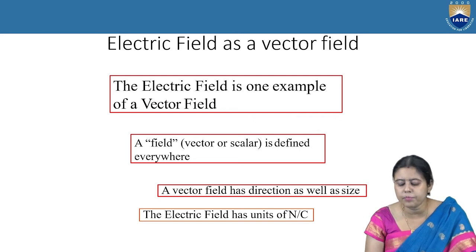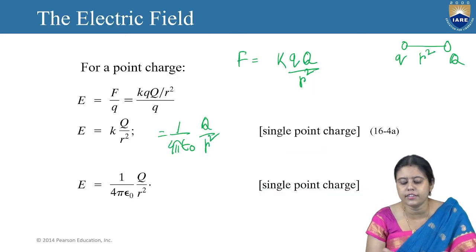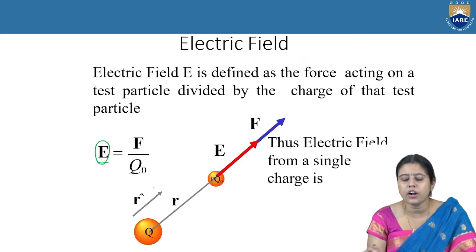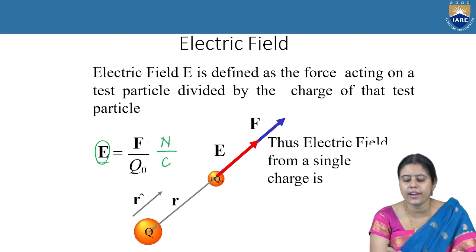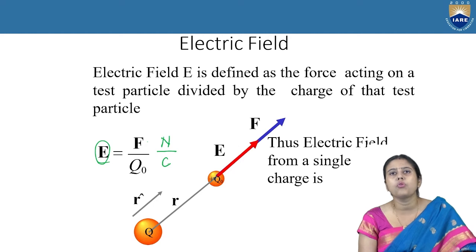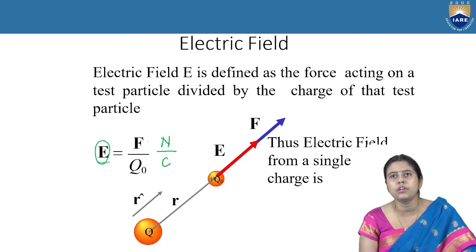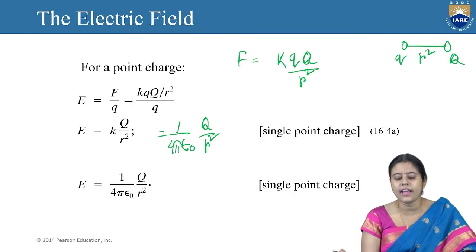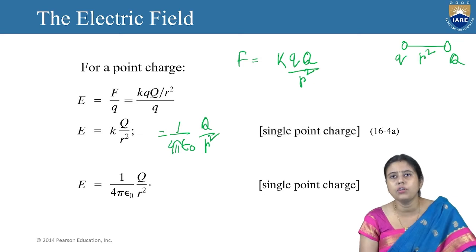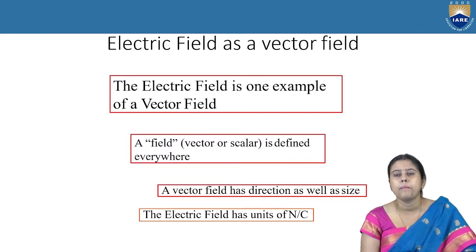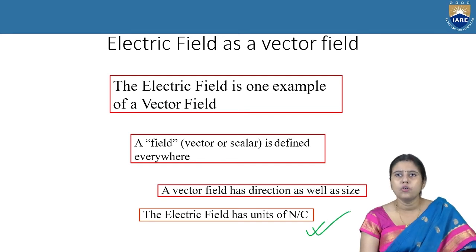What is the unit of the electric field or electric field intensity? What we got is that the intensity is force per Q. So the unit of force is Newton, and the unit of Q is Coulomb. So one important unit is Newton per Coulomb. It has another unit, that is Coulomb per meter square. But we generally use the unit Newton per Coulomb.